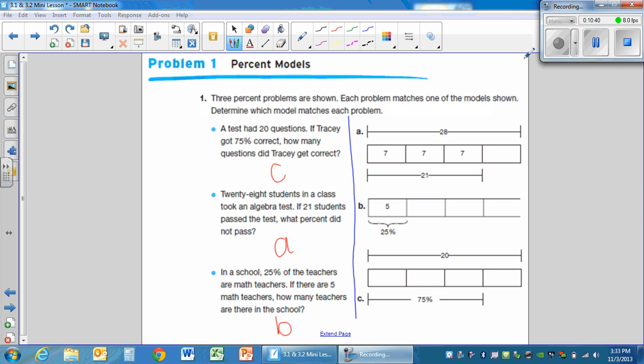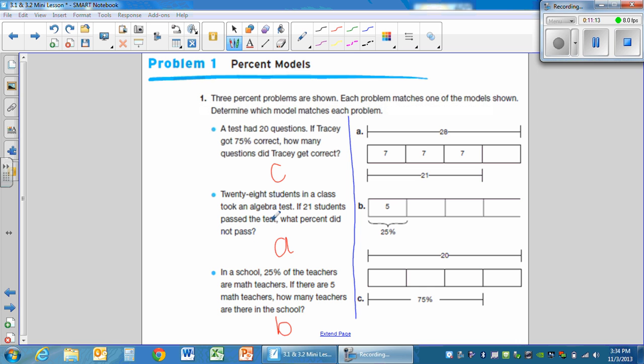Here are the answers to number 1. The first percent problem says, a test had 20 questions. If Tracy got 75% correct, how many questions did Tracy get correct? The model matches with numbers or letter C. 20 total questions shown up at the top, and if she got 75% down here on the bottom correct, how many did she get correct? So C is the model for the first problem.